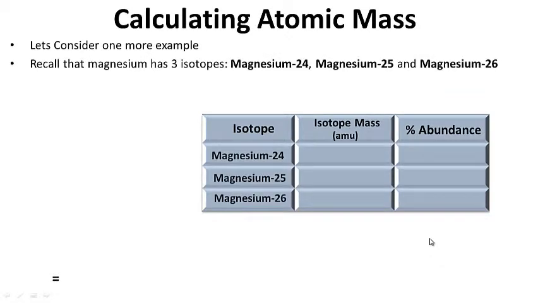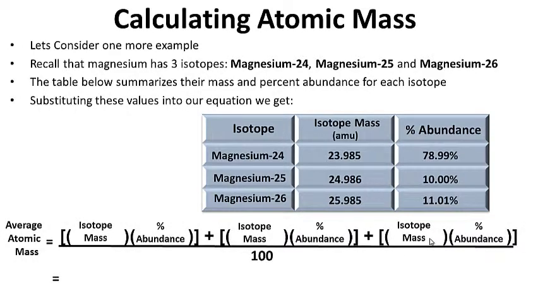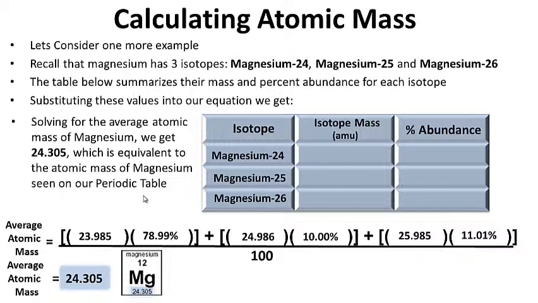So let's look at one more example. Recall that magnesium has 3 isotopes, magnesium-24, 25, and 26. The table below summarizes the mass and percent abundance for each isotope. Let's substitute these values into our equation. Magnesium-24 has an isotopic mass of 23.985 and a percent abundance in nature of 78.99. Magnesium-25 has a mass of 24.986 multiplied by 10%. Then the magnesium-26 isotope has a mass of 25.985, and its percent abundance is 11.01. Solving for the average atomic mass of magnesium, we get 24.305, which is equivalent to the average atomic mass of magnesium seen on our periodic table.